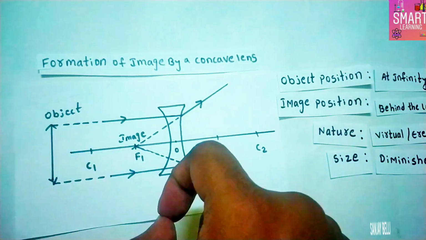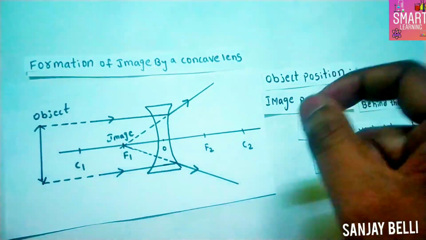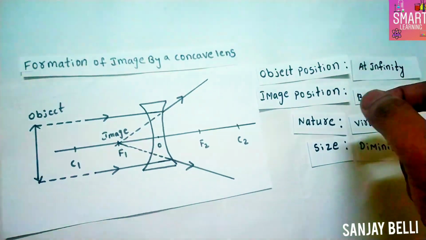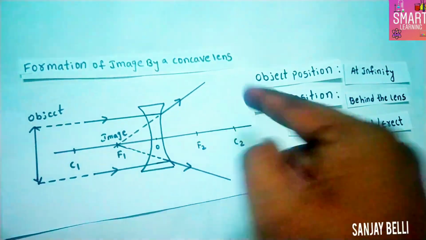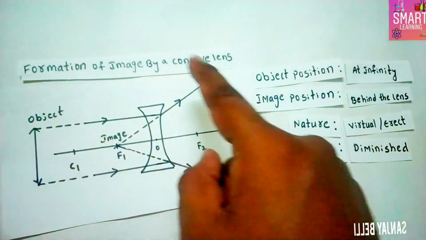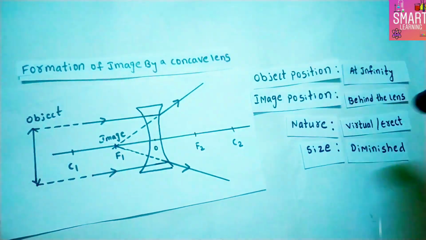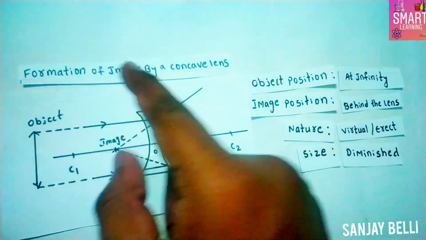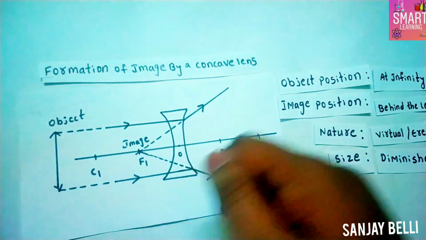So these are the different characteristics under different cases. But you can observe it always forms virtual erect images. Which lens? Concave lens. A concave lens always forms virtual erect images and the size will be diminished. So it is similar to your convex mirror. A convex mirror also forms virtual erect and diminished images. In case of mirror, convex; in case of lens, concave, because both are diverging.